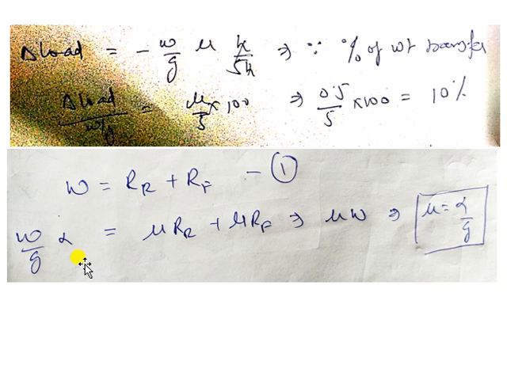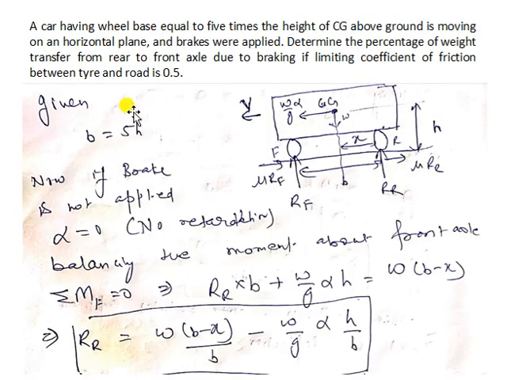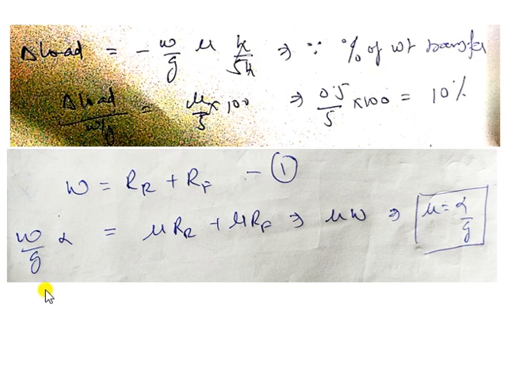And if I balance the forces in the direction of travel, let's say the vehicle is traveling along the horizontal direction, I can say W by g, alpha, is equal to mu RR plus mu RF, the friction forces. If I take mu common, RR plus RF will be equal to W, that is the total reaction force. So if I cancel this W and this W, what I will get? Mu is equal to alpha by g. So for all horizontal surfaces, braking efficiency, alpha by g, will always be equal to mu. Hope you understood.